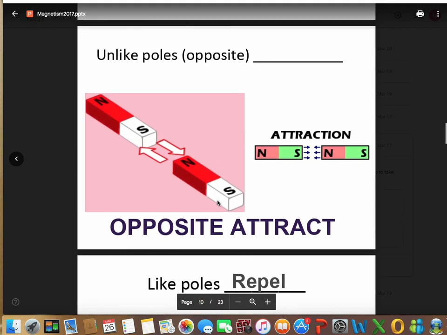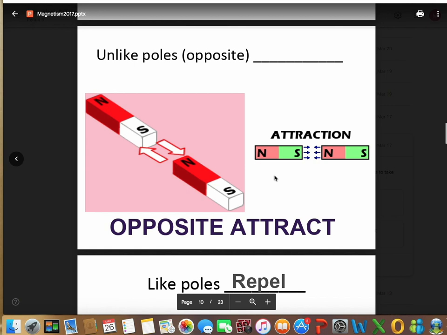All right, let's look at this picture. We have arrows, and we know arrows represent force. Magnetism is a force. The North and the South Pole have two arrows because they attract to each other. So if you put the two magnets next to each other, they would attract and they would pull toward each other.